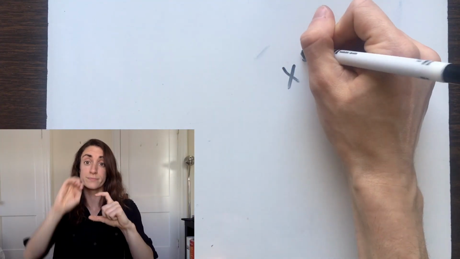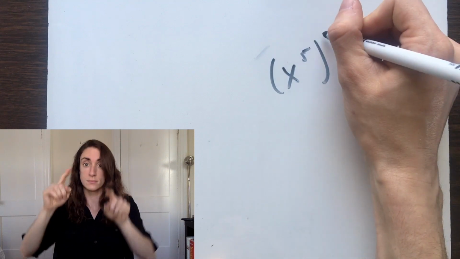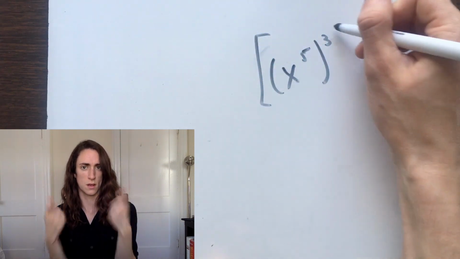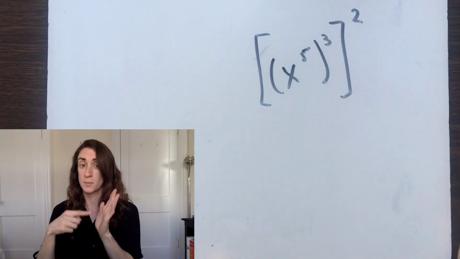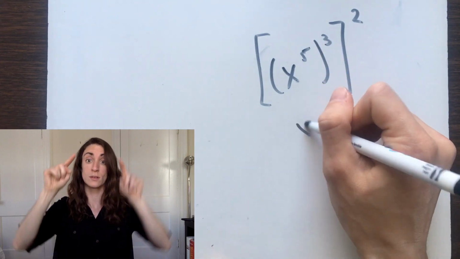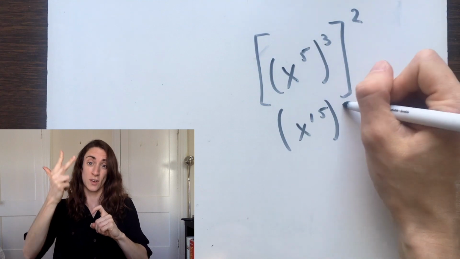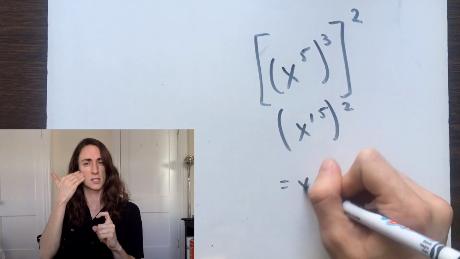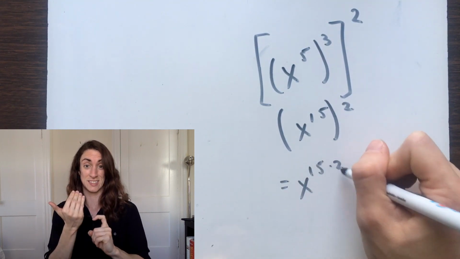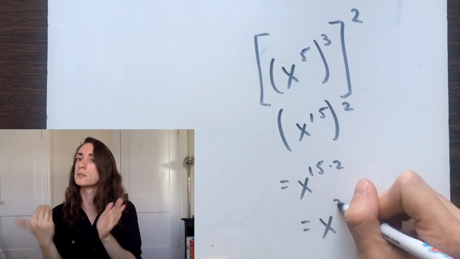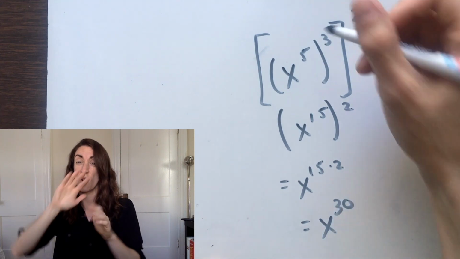Now what if we have a term raised to a power, raised to another power, raised to yet another power? How does that third step play out? Take this example, x to the 5th cubed, then squared. We already know that those two inner layers, x to the 5th cubed, is going to turn into x to the 15th. Then the squared can just apply in exactly the same way, giving us x to the 30th.